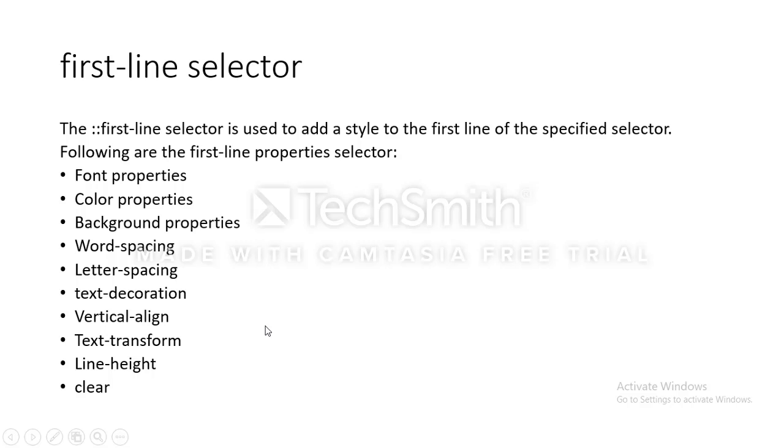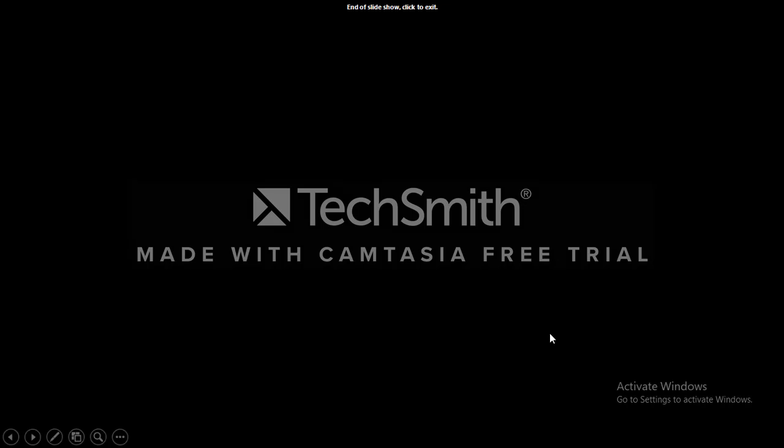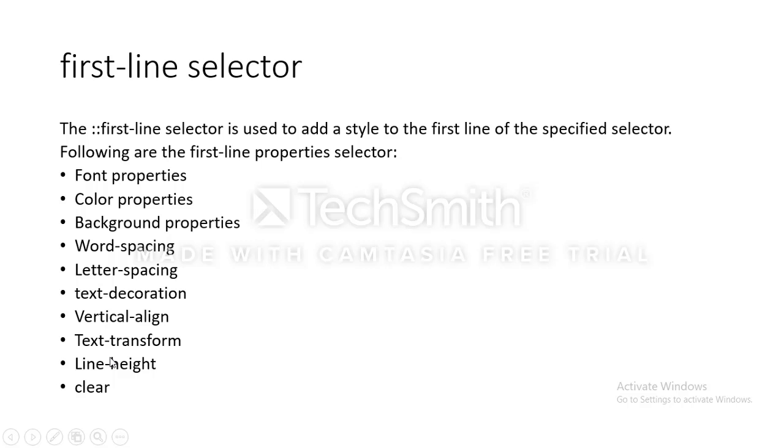Another one is the first line selector. The first line selector is used to add style to the first line of the specific selectors. The following are the first line selector properties: font properties, color properties, background properties, word spacing, letter spacing, text decoration, vertical align, text transformation, line height, and clear. These properties are the same as those used in the first letter selector.